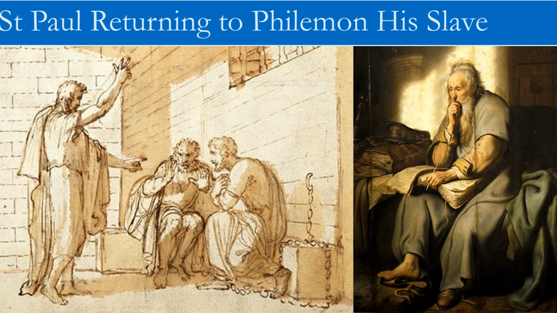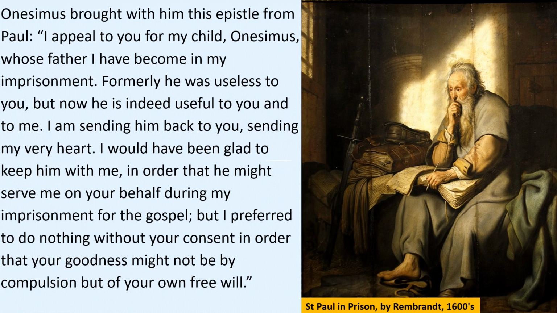Paul returns Onesimus to his master in his epistle to Philemon. Apparently Onesimus had run away from his master, Philemon, fleeing to St. Paul, serving him while he was in prison. St. Paul allowed him to stay for a time, instructing him in the faith, but the time came when he would return Onesimus to his master. Onesimus brought with him this epistle from Paul.